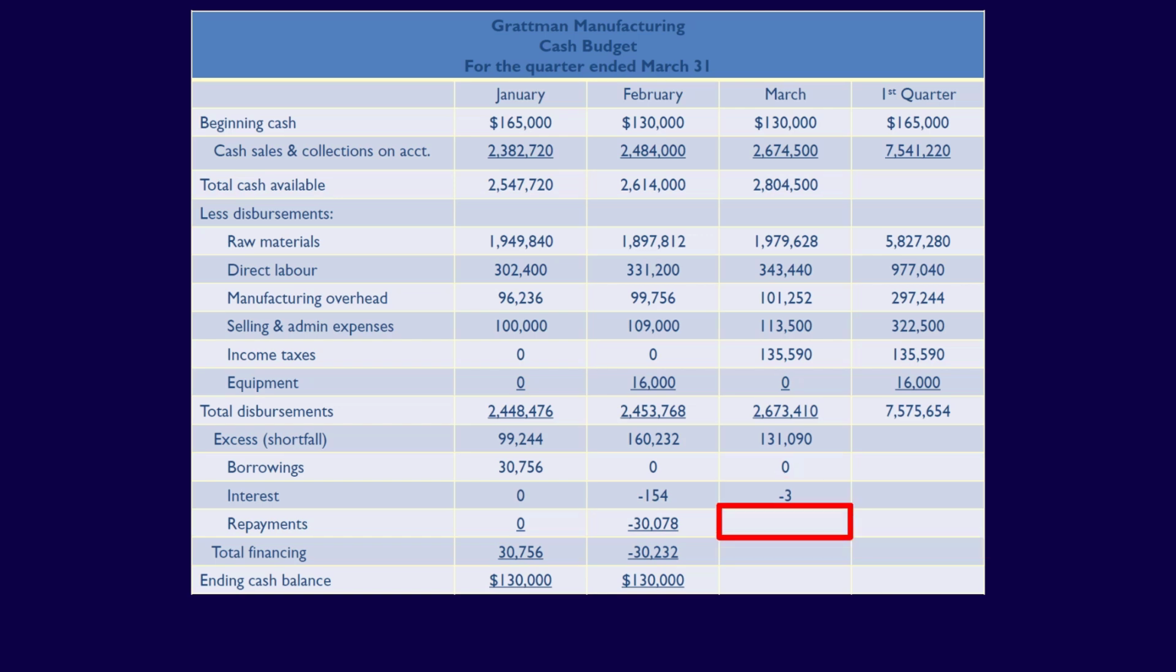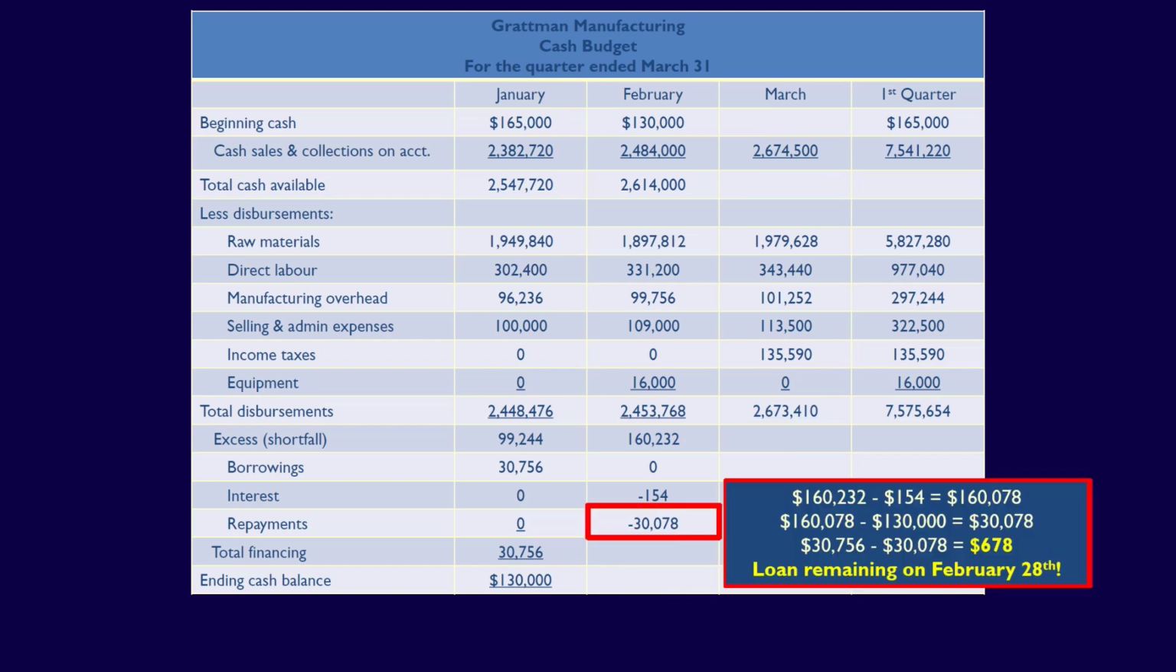We have excess cash above the required $130,000 balance, so how much of the loan can we repay in March? Remember that from February, the outstanding loan amount is only $678 at February 28th.